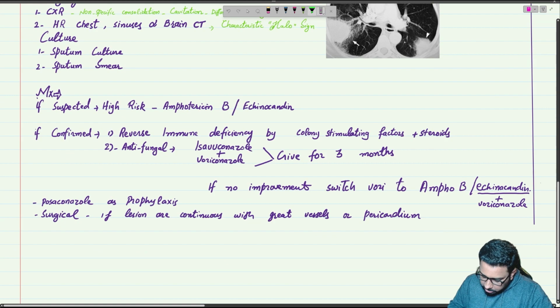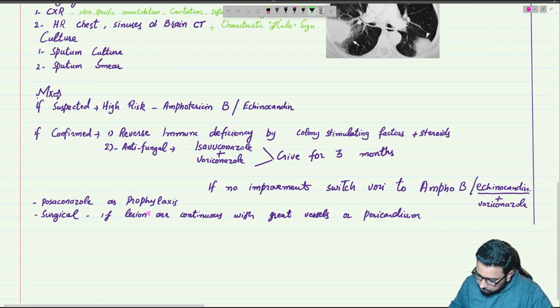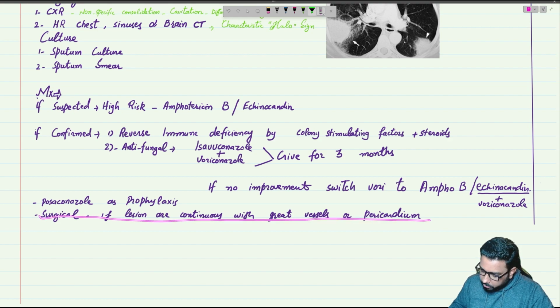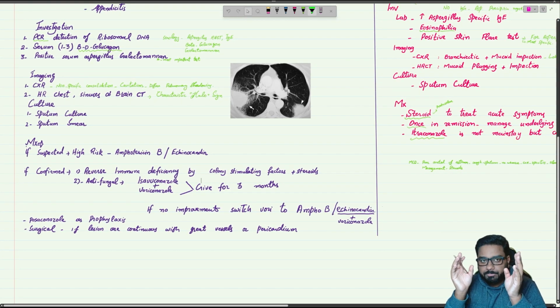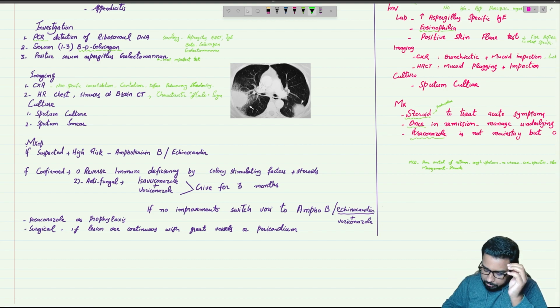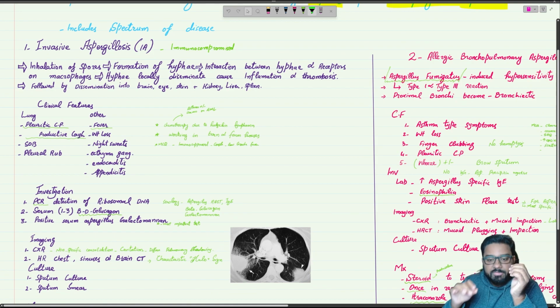And then there is posaconazole as prophylaxis. If lesions are continuous with great vessels, or if they are involving the pericardium, then we can go with some surgical resection. But this is not important from the exam point of view. So now let's make some MCQ-related ideas for invasive aspergillosis.